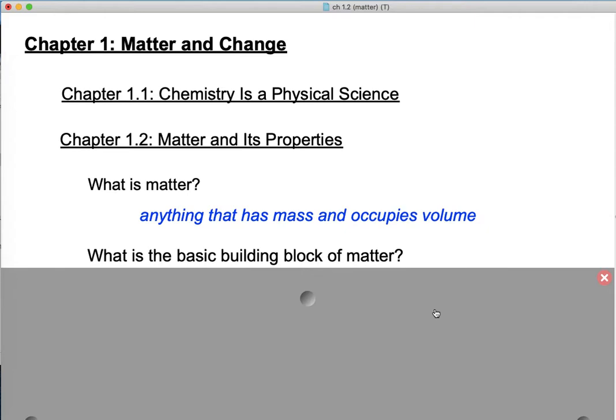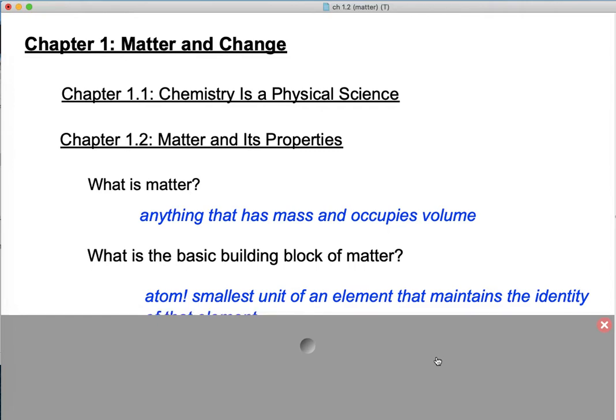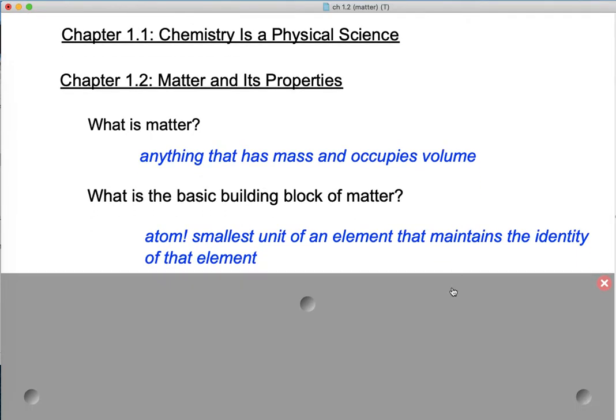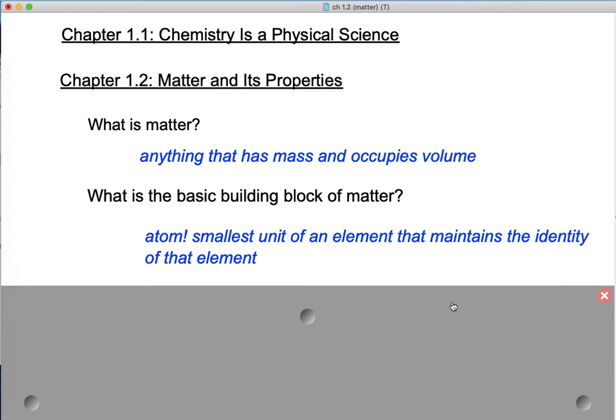What is the basic building block of matter? That's pretty much what this course is all about, and that is the atom. An atom is defined as the smallest unit of an element that maintains the identity of that element, meaning that if you chop it into something smaller than an atom, it's still matter, but it is no longer that element.